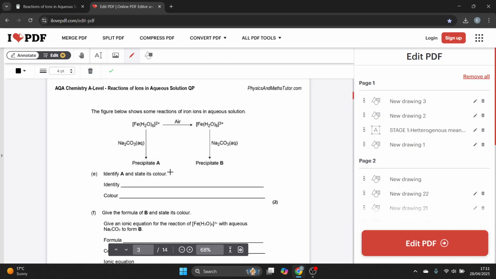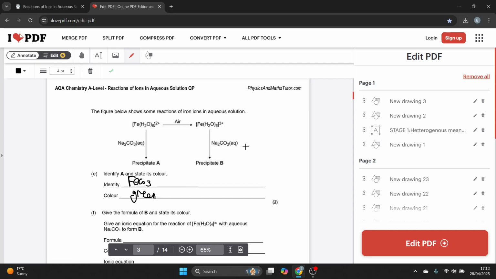Identify A and state its color. So precipitate A is when Fe(H2O)6 2+ reacts. Now I'm going to pull up the booklet my teacher gave us with all these tests and all the equations. And the funniest thing is that's not even all of them. I think there's at least 5 more to learn as well. So with Fe(H2O)6 2+ with carbonate ions, I form FeCO3, and the color is green. It just says color, it doesn't ask for the precipitate, it just says green.